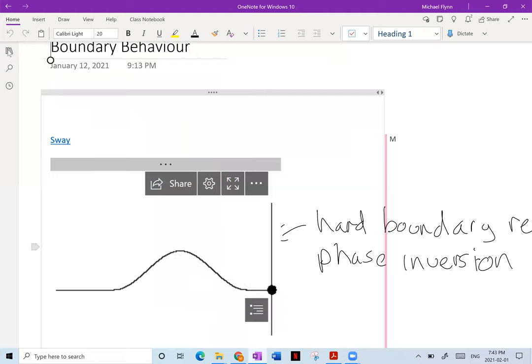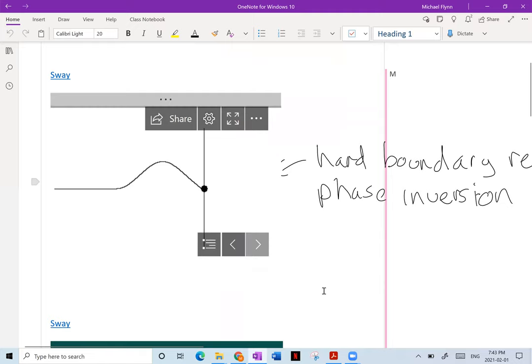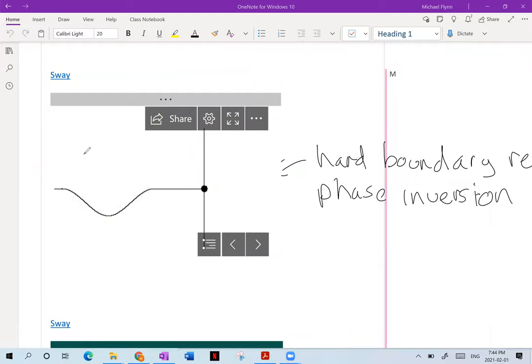Here we have a wave coming in and it's hitting a wall. It's hitting what we call a fixed barrier. I'm going to use the annotation feature. What's happening is the wave, the incident wave, is coming in this direction. Then it bounces off the barrier and there's a reflection, and a pulse goes back in the opposite direction.